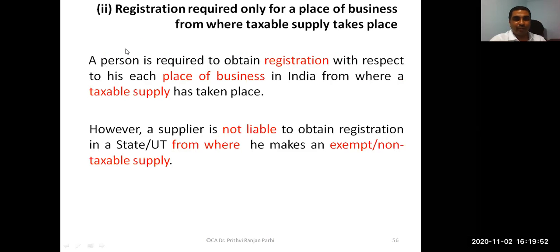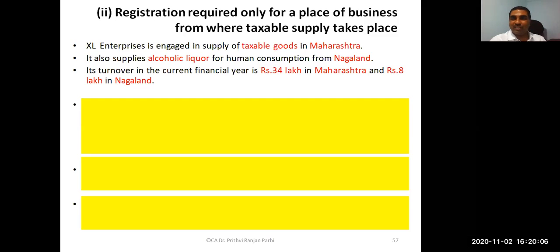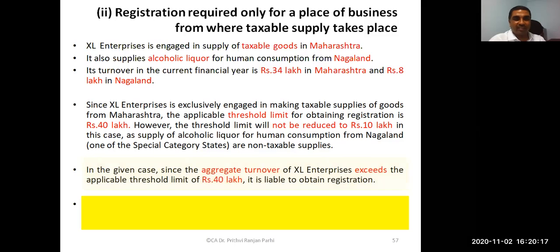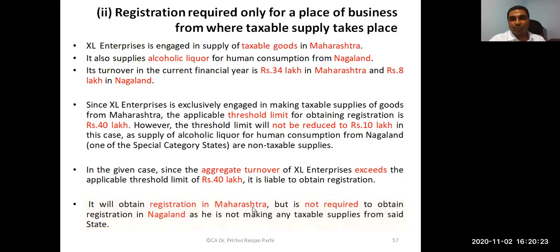But before that, I had explained you this point. A supplier is not liable to obtain registration in a state or union territory from where he makes exempt or non-taxable supplies. Because of this point, I am saying that in Nagaland he will not go for registration. Voluntarily he may go, but mandatorily it's not required. Did you understand the concept? Aggregate turnover exceeds 40 lakh, so he needs to obtain registration. He will obtain registration only in Maharashtra, but not in Nagaland, as he is not making any taxable supplies from Nagaland.